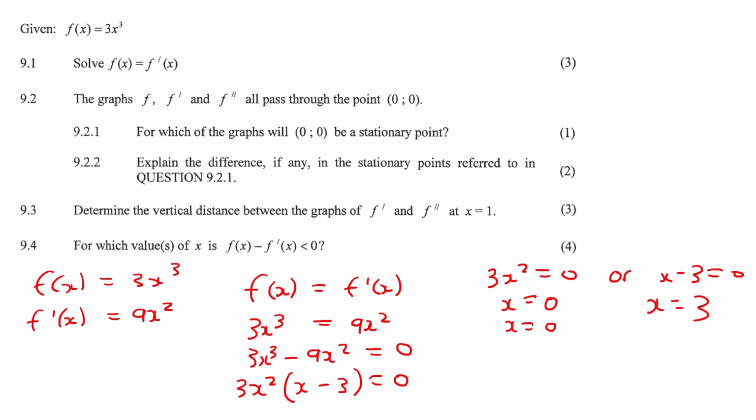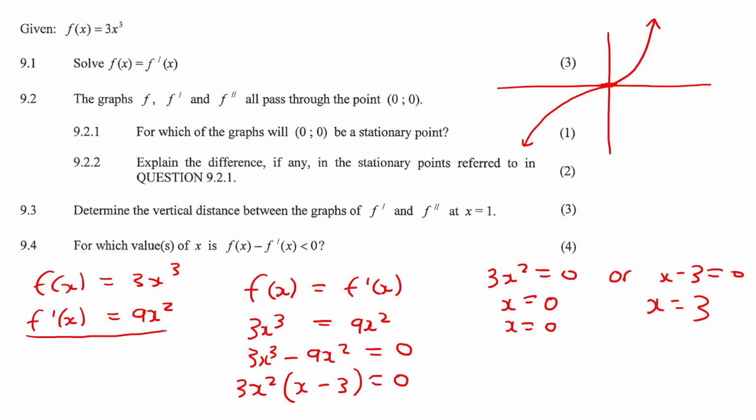Perfect. The graphs of f, f prime, and f double prime all pass through the point 0, 0. For which of the graphs will 0, 0 be a stationary point? Okay, well, I'm going to quickly draw these graphs for you. They're very quick and easy. This is just a standard cubic graph. The 3 in the front doesn't really do anything to the shape. So if you ever get a cubic graph that just has an x cubed, then all it does is flatten out there, then go up again. So at 0, 0, it flattens and then goes up. Okay, so that's that graph.